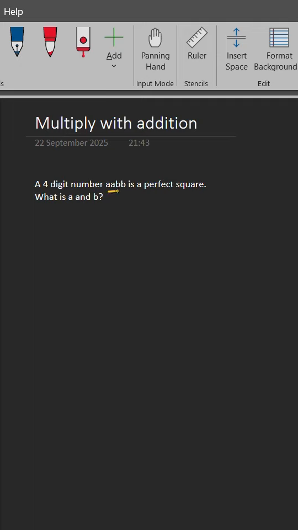A four-digit number AABB is a perfect square. What is A and B? Now, this question seems really tricky at first. There are a lot of four-digit numbers and a lot of them are perfect squares. How would you find a number that is in the form AABB?